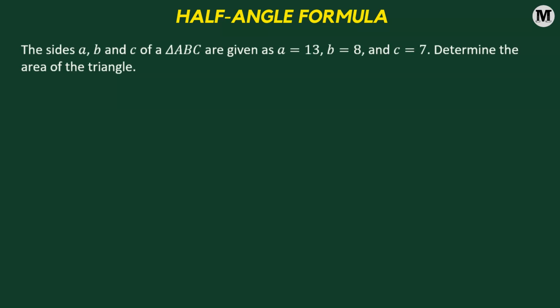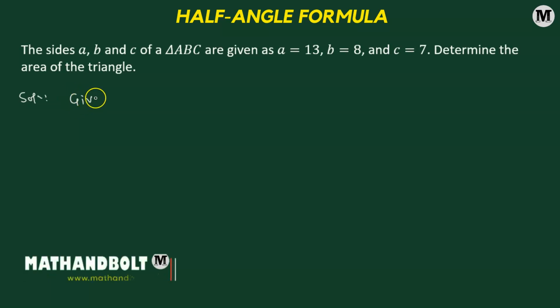The sides A, B and C of a triangle are given. So here we need to obtain the area of the triangle. Let us begin. Now first, let's note down the given information. So here we have a triangle ABC.